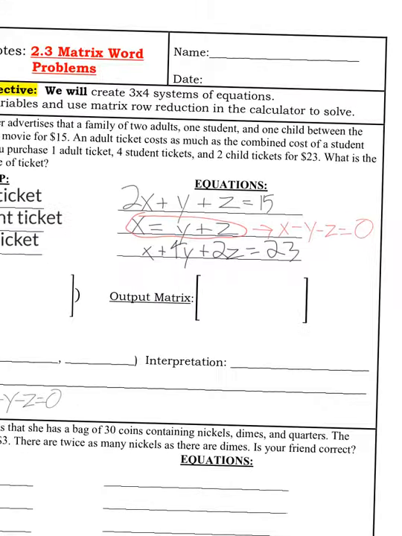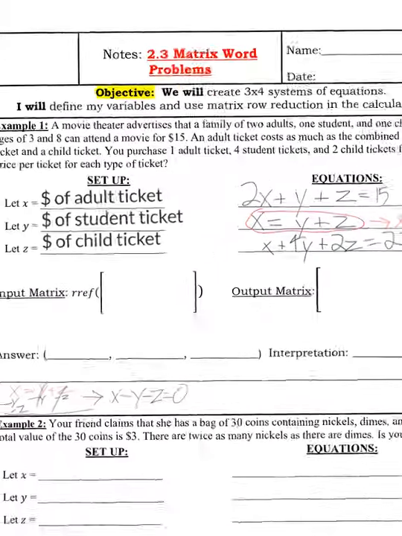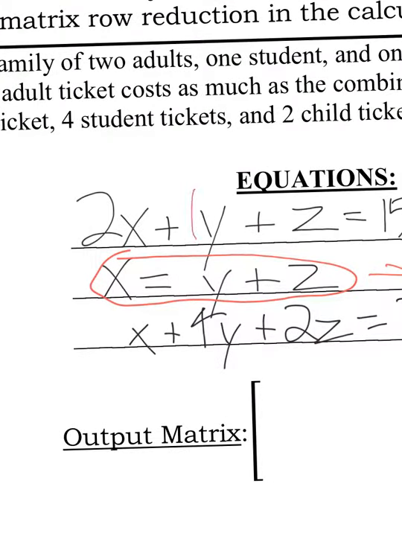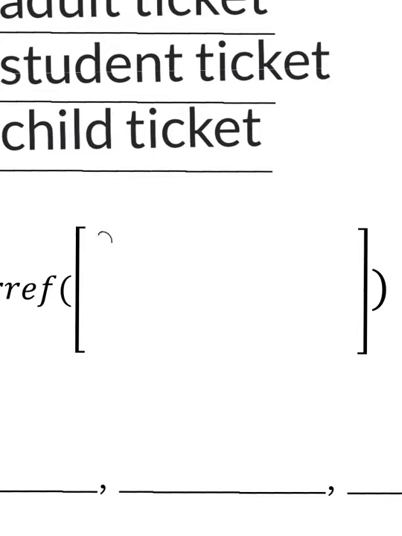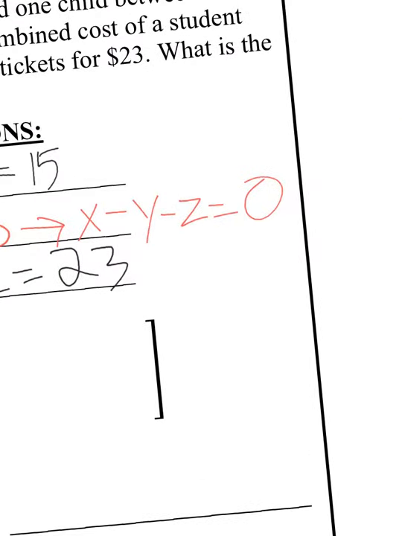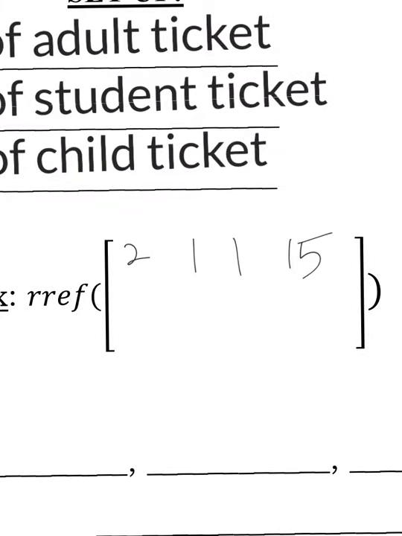That's important to do when you're writing your matrix, right? So if it's in standard form, you just write down the coefficients, right? So I'm going to write down 2, 1, 1, and 15. And then I go over to this one. So now I have 1, negative 1, negative 1, 0. Okay, so if it's minusing, it's a negative number. So 1, negative 1, negative 1, 0.